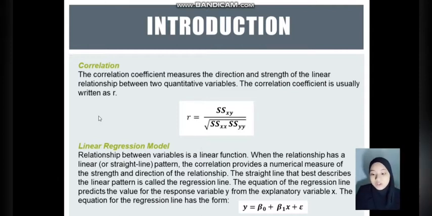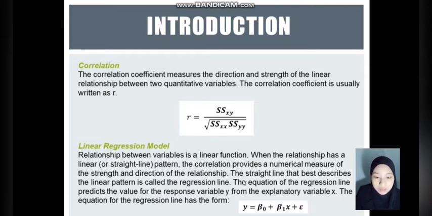The equation for the regression line has the form. So this is the formula for the linear regression line. So y is the dependent, the response variable, equal to beta 0. Beta 0 is the population y-intercept. And then beta 1 is the population slope. And then x is the independent, explanatory variable.